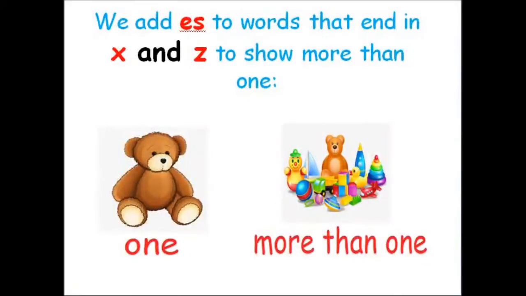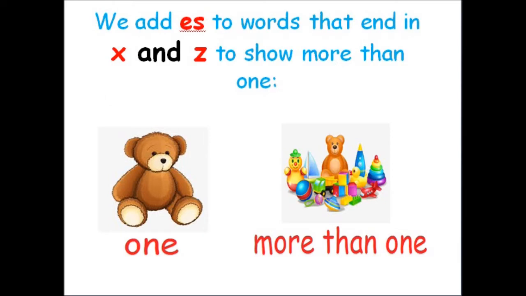Boys and girls, in today's lesson, we are talking about singular and plural. In other words, one and more than one. And in our last few lessons, we learned that we can make words more than one by adding s at the end of certain words and by adding es to words that end in s. In today's lesson, we will add es to words that end in x and z to show more than one.